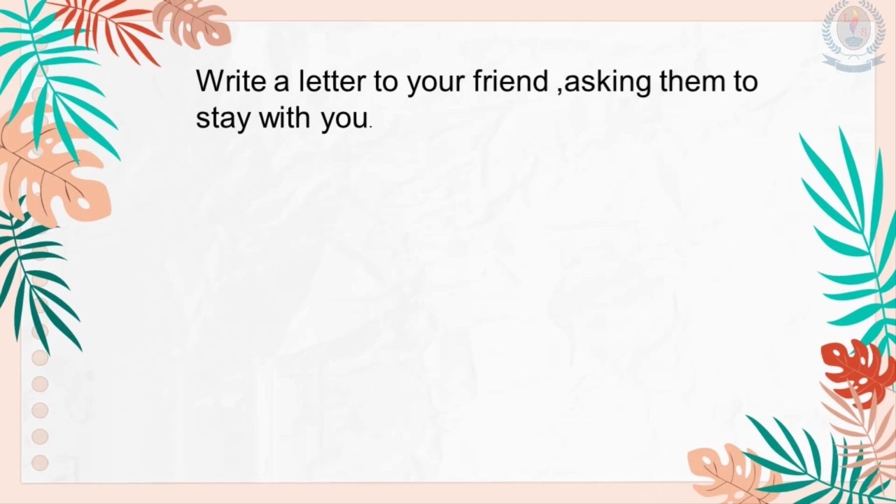Now you can write a letter to your friend asking them to stay with you. This is my example letter. You can get an idea by looking at this one. Let's see. First, we need to write the address. Number 23, Maya Avenue, Nugegoda. That is the address. Below the address, we need to mention the date. 27th March. Then we should mention the name of the person we are writing to. Dear Sarah.